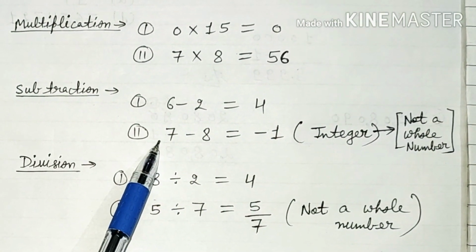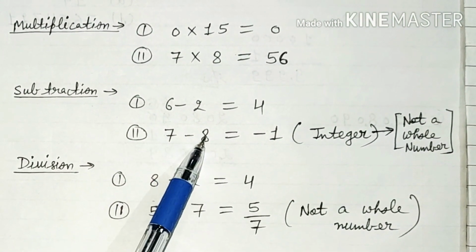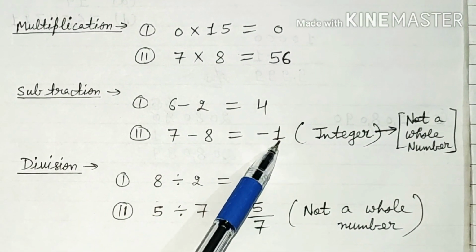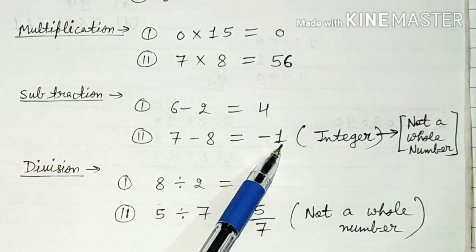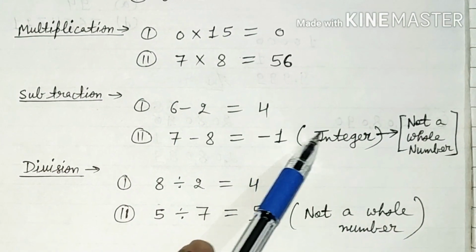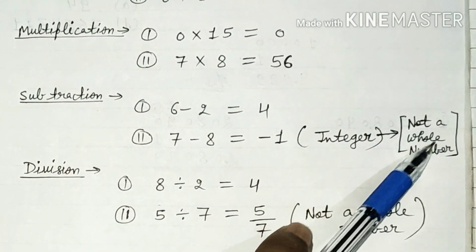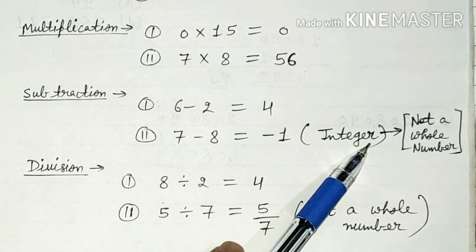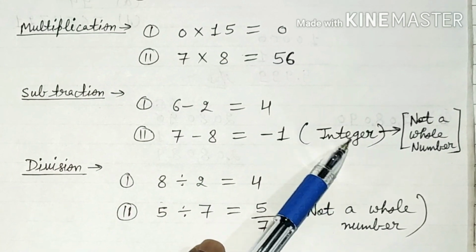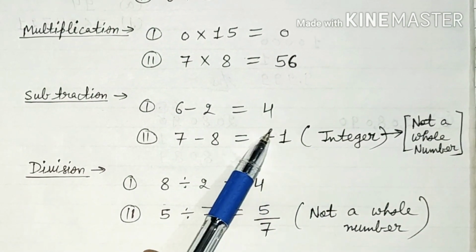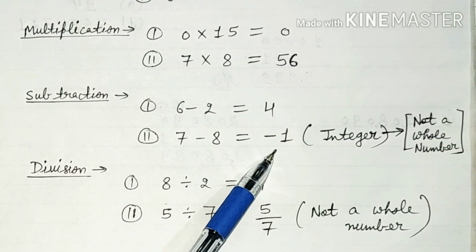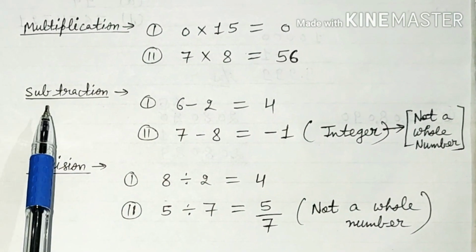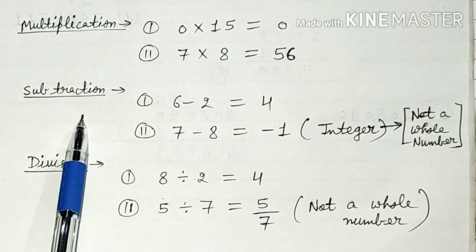But when we subtract this 8, this greater number, from a smaller number, we will get negative 1, that means minus 1, which is an integer. Integers are not whole numbers. Integers we will discuss in the next chapter. So here we are getting minus 1, which is not a whole number. So that means this closure property is not applicable in subtraction.